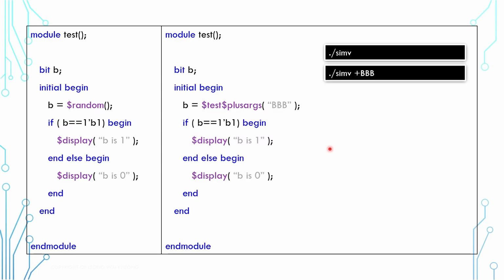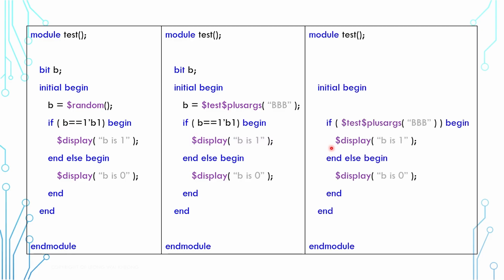Generally speaking, we don't need to assign the value of this test plusargs to a variable. We can use it directly like this. Using a variable, however, will allow you to visualize the variable in the waveform.